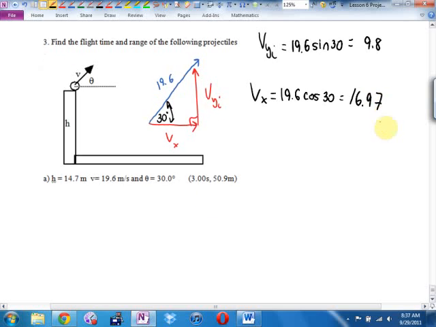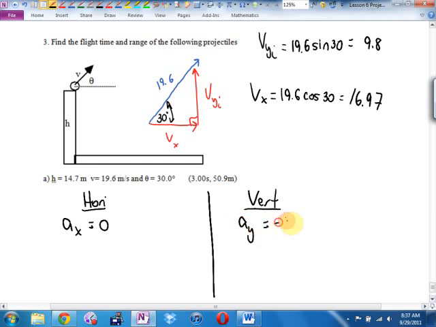Now I've done the groundwork. I'm going to break this up into horizontal and vertical. And I'm going to write down two things right away. Horizontal acceleration is 0. Vertical acceleration is negative 9.8. And I'm going to write down two more things. Vx is 16.97. Vy initial is 9.8. So far, so good, Caitlin?